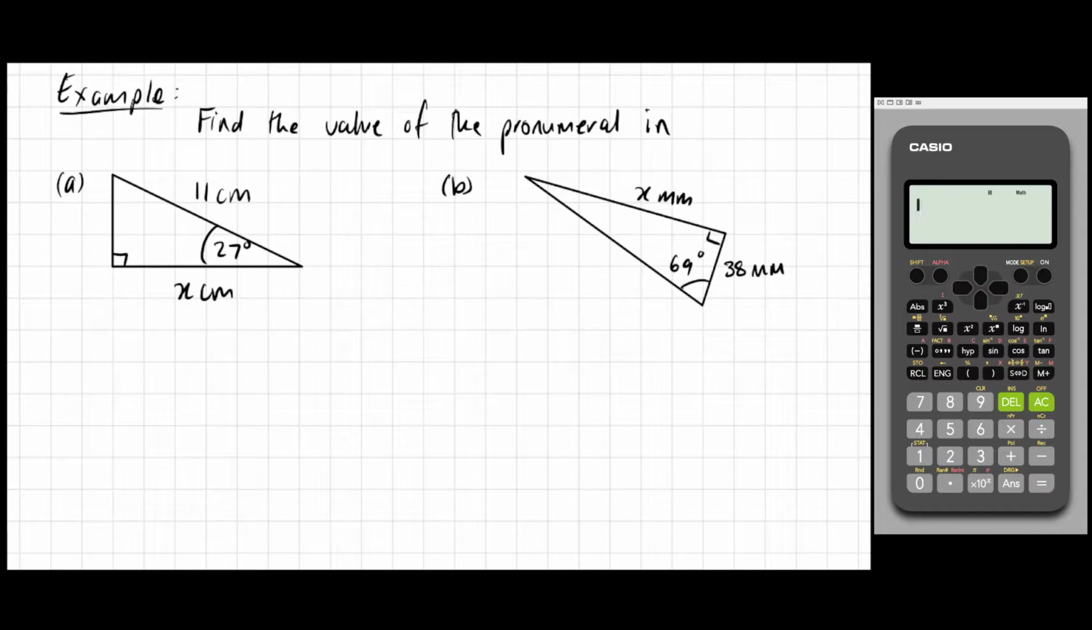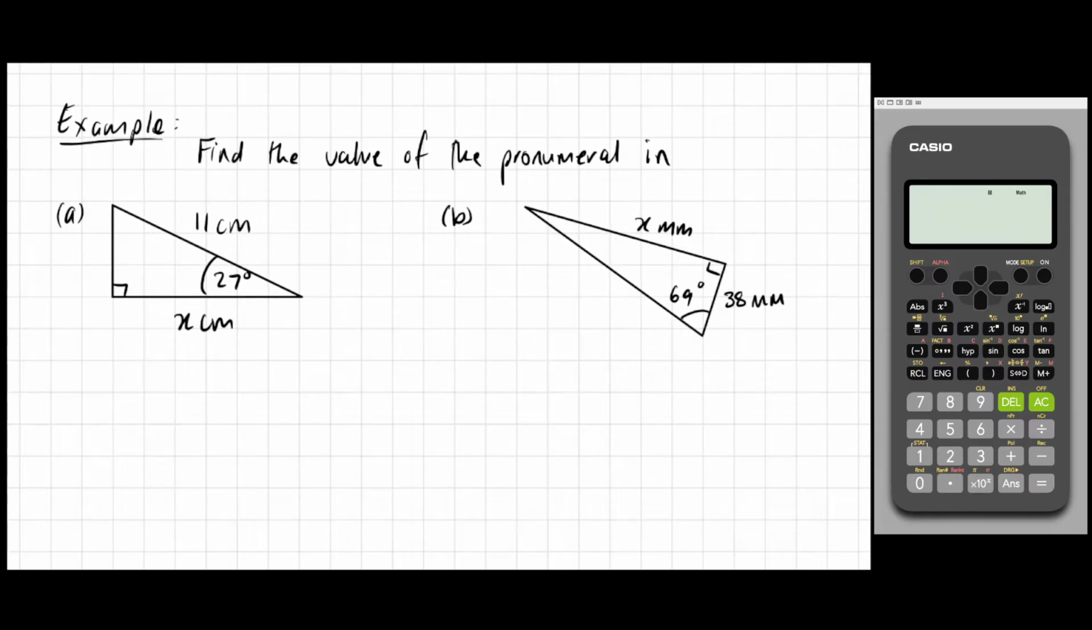So finding the value of the pronumeral in the first triangle, we've got an 11 centimeter, 27 degrees, an unknown value x. And then in the other one, we've got 38 millimeters, 69 degrees, and an x millimeters. Now, whenever I start a trigonometric problem, regardless of how long I've been doing it, I always start off by writing at the top of my page SOHCAHTOA, because this allows me to remember what my trigonometric ratios are and what I can use to calculate each of my values.